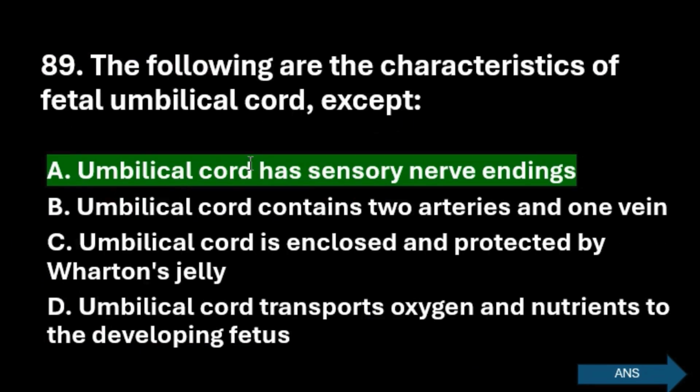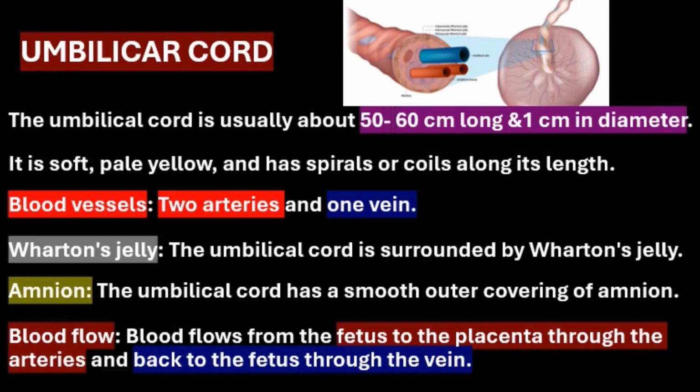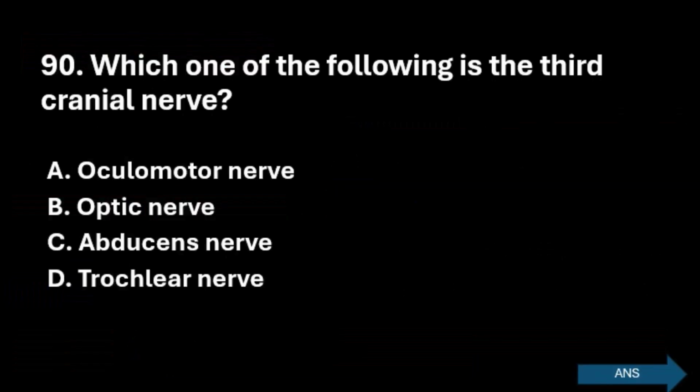So, see here, umbilical cord has sensory nerve endings is the only wrong answer here. Umbilical cord contains 2 arteries and 1 vein, that is right. Umbilical cord is enclosed and protected by Wharton's jelly is right. Umbilical cord transports oxygen and nutrients to the developing fetus is also right. That is the function of the umbilical cord. So, that is the right answer.